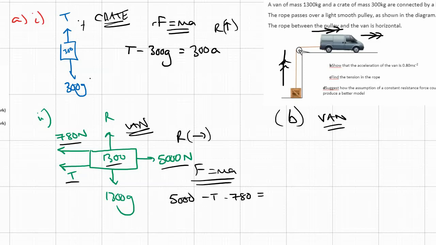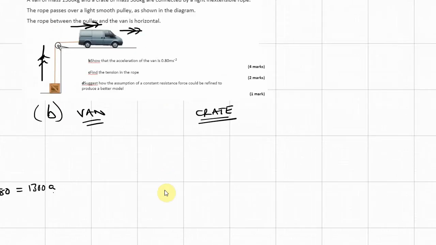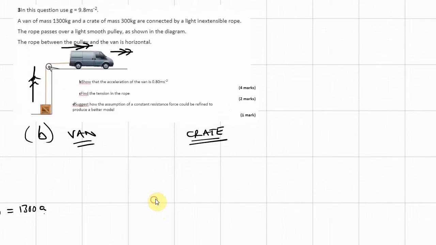And that is equal to the mass times by acceleration. Because it's an inextensible rope, this a and this a are the same. And that is how we're going to be able to solve this with some simultaneous equations. The acceleration is the same all the way through the system. So I'm going to just write the equations out in my answer here. So for the van, I've got 5,000 take away T, take away 780 equals 1,300a. For the crate, I've got this.